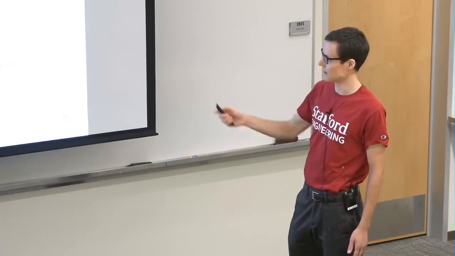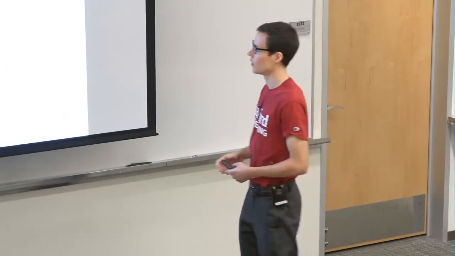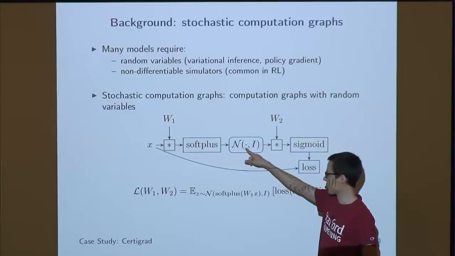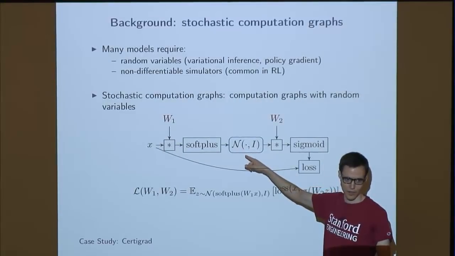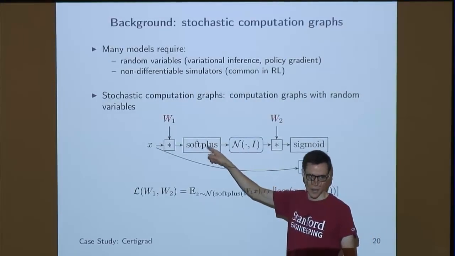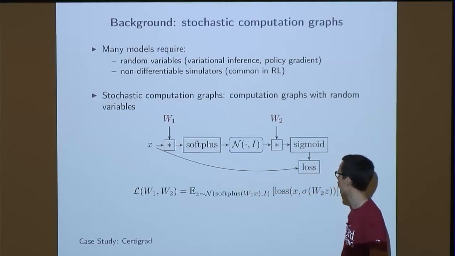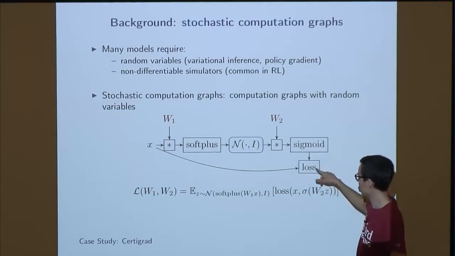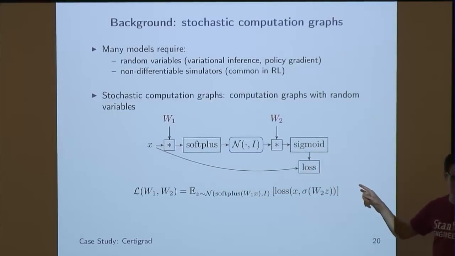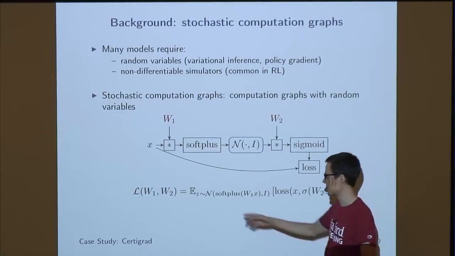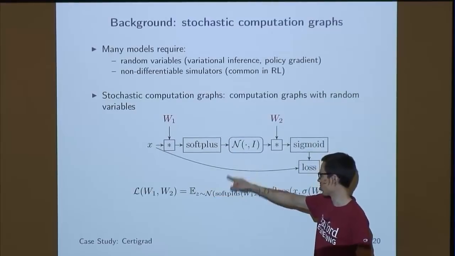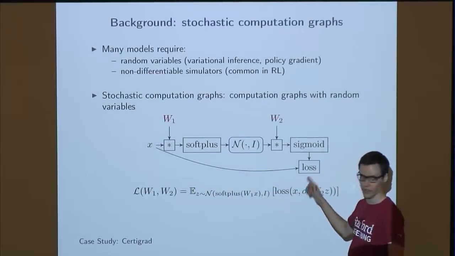So this is the analog of the example we just saw, where in the middle we throw in a random variable. So we sample a Gaussian with mean, the output of this previous layer of the neural network. And now the loss function is no longer a scalar. It's going to be a random variable itself. So the quantity we're interested in minimizing is the expected value over the random choices in the graph of the loss function nodes.